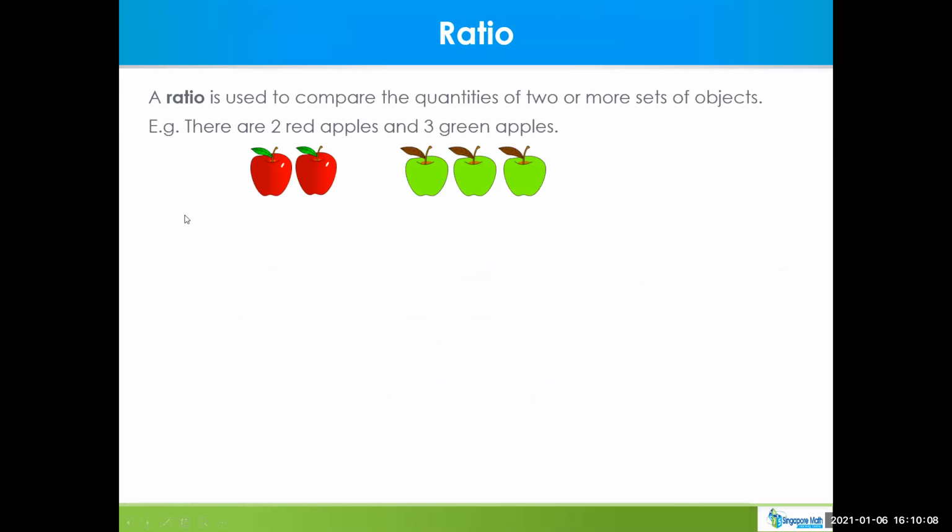Now let's talk about what a ratio is. But before we start, has anyone read up about this topic or know something about this topic?